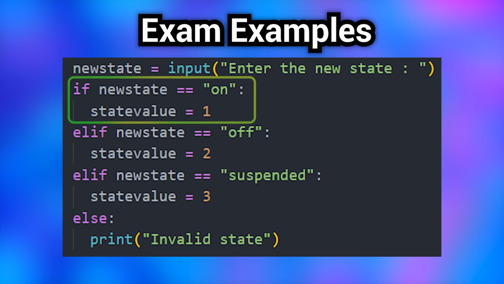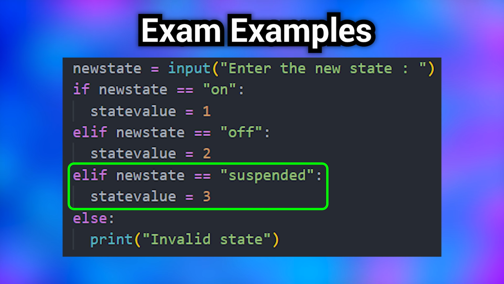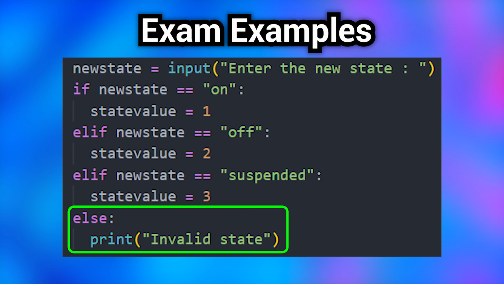If new state equals on, state value equals 1. Elif new state equals off, state value equals 2. Elif new state equals suspended, state value equals 3, else print invalid state.